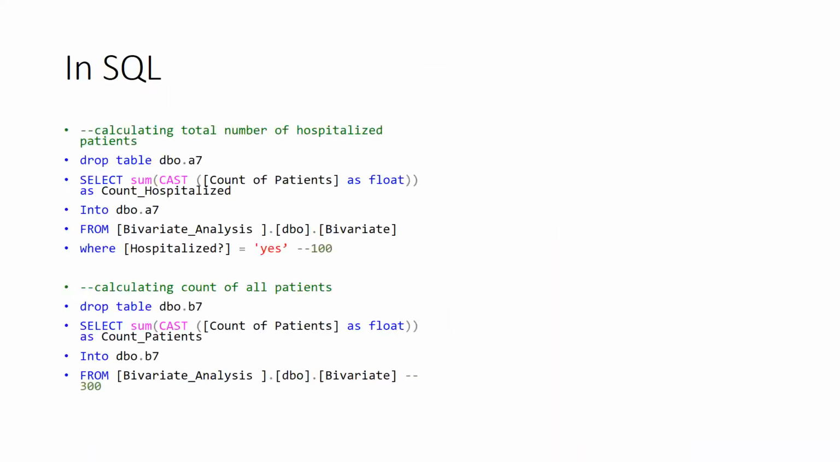So I'm doing the same question in SQL. So for the first part, I'm calculating the total number of hospitalized patients by using the where function, hospitalized equals yes, and it came out to be 100 patients. And I moved all the contents from this table to a table called A7, and here I am calculating the number of all patients. So I used the function sum and I counted all the patients here, which came out to be 300.